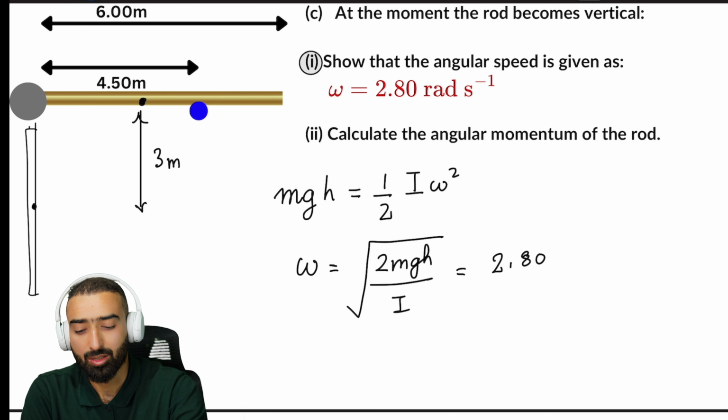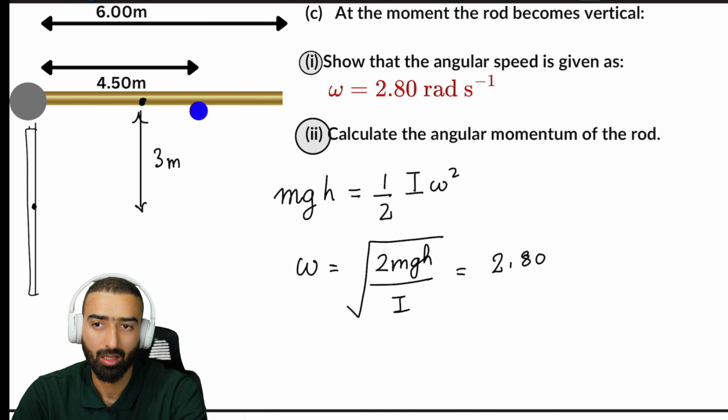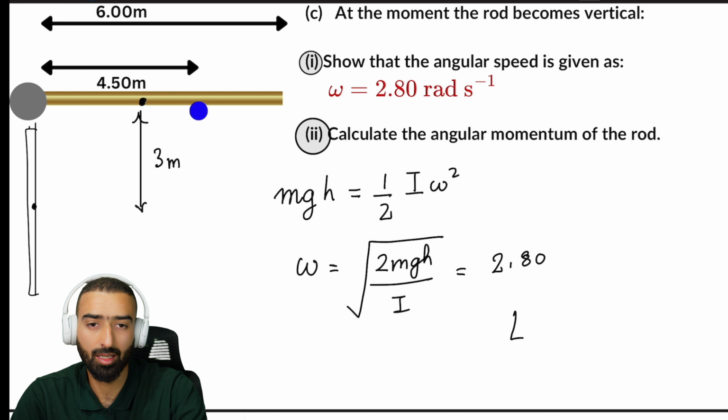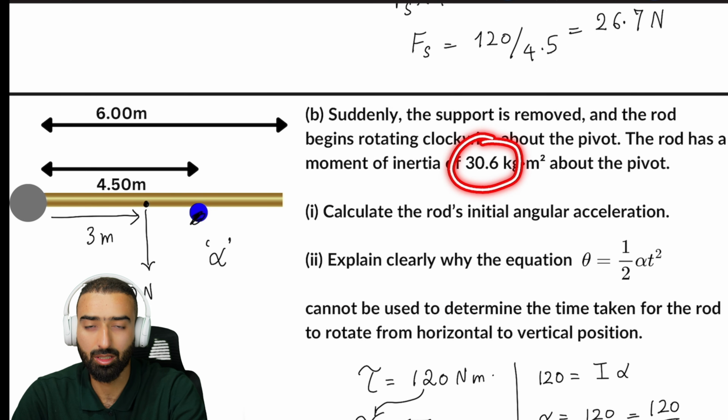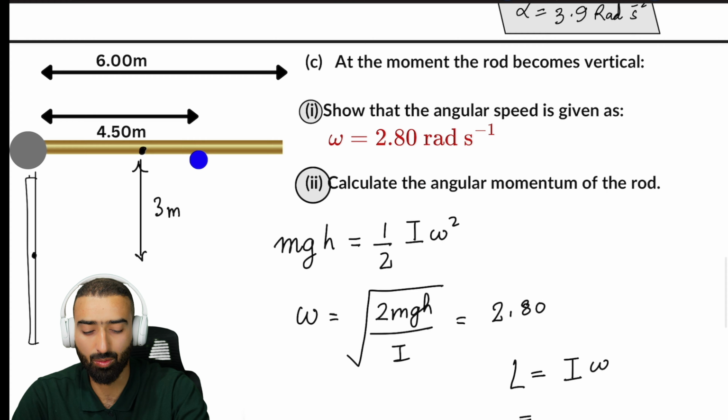And finally, we are supposed to find the angular momentum of the rod. The angular momentum equation is L equals I omega. I is given to us. We can use the value here, 30.6. That's the value of I.